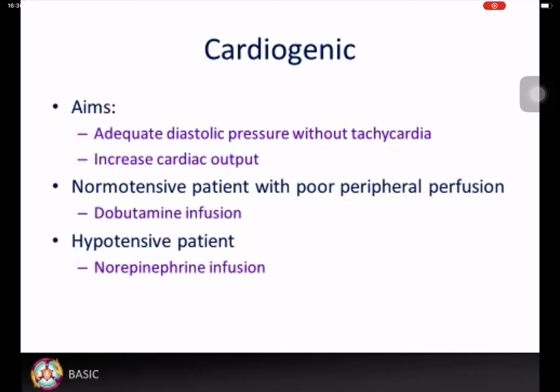In a normotensive patient who is nonetheless shocked, the appropriate treatment is infusion of dobutamine. In the frankly hypotensive patient, the appropriate treatment is norepinephrine to restore diastolic pressure first, and then dobutamine if necessary.